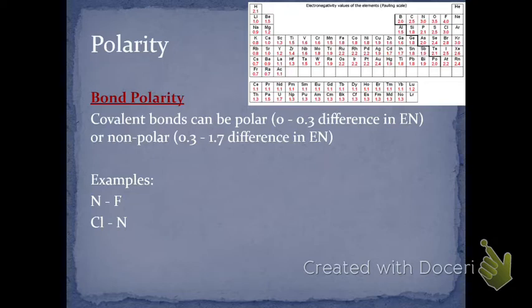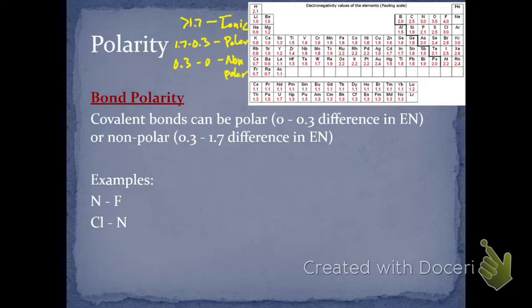So if you remember, if you had something greater than 1.7 in terms of electronegativity, that was ionic, right? And then if it was less than 1.7, specifically 1.7 to 0.3, remember these are differences in electronegativity, it would be covalent, but it would be called polar covalent. And then 0.3 to 0 is nonpolar covalent.